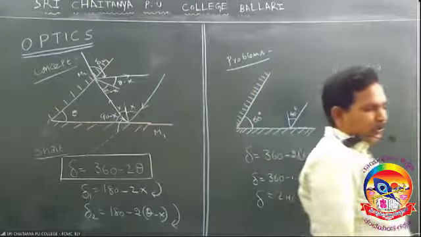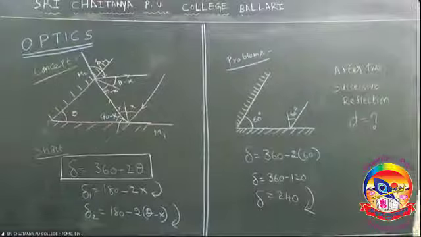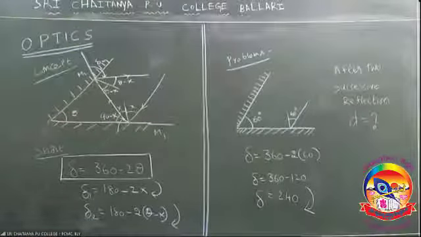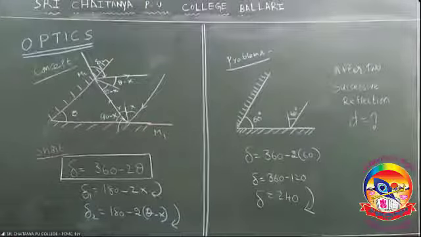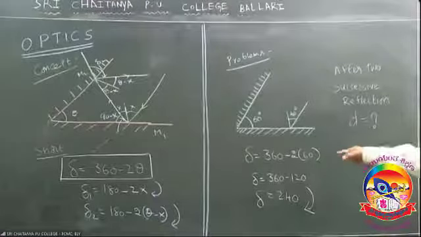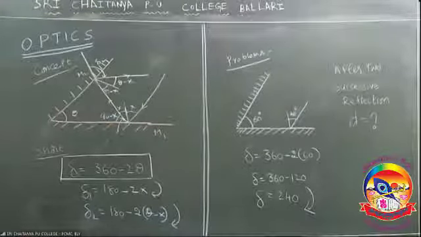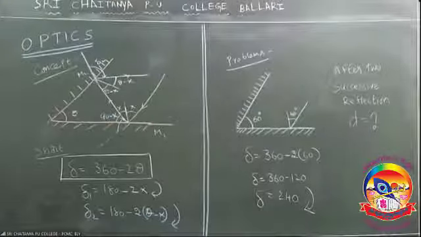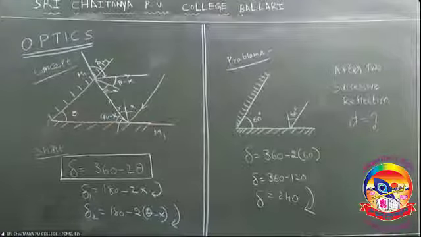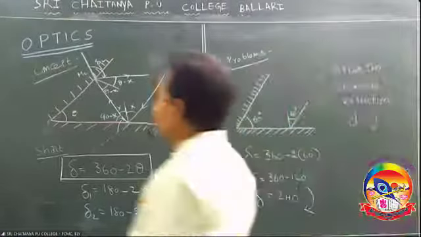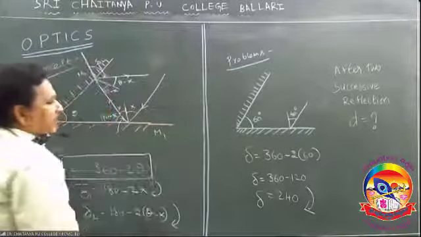No ray diagram needed if you know the concept properly. Otherwise, it is a lengthy problem. I know that concept which is there on the left side of the board, so I can directly use it. Delta is equal to 360 minus 2 into theta. Theta value 60, 2 into 60 is 120. 360 minus 120 is 240. Problem number 1 over.